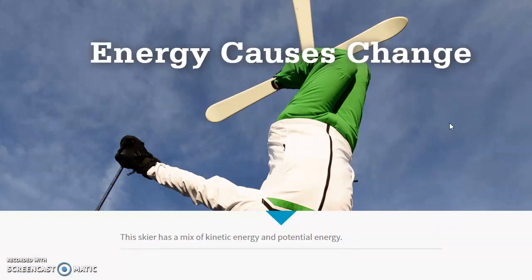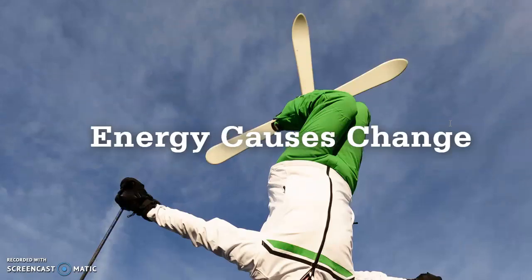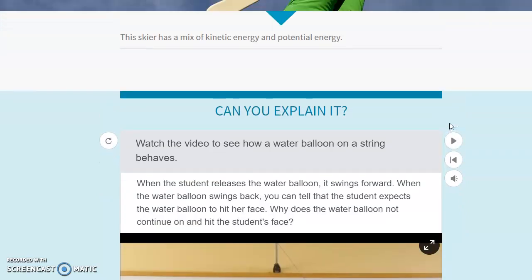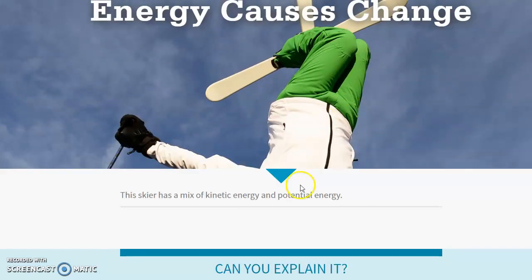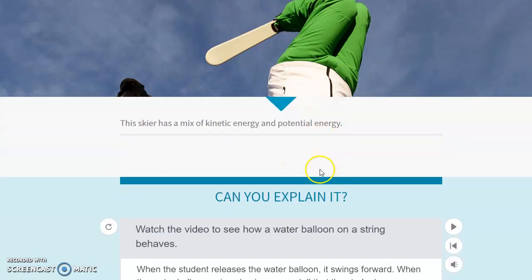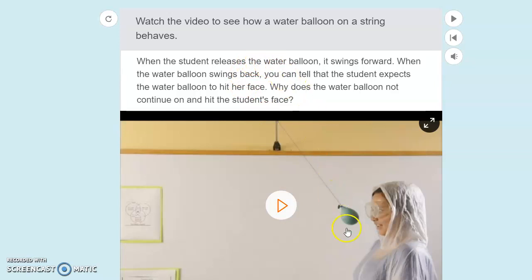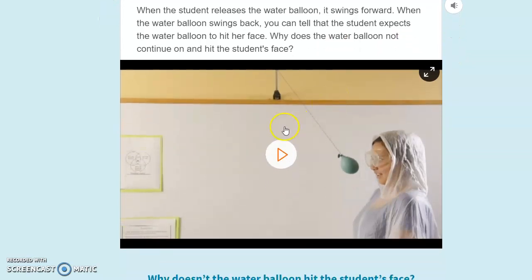Okay, so for 8th grade, this is lesson 2, talking about energy causing change. You can watch the video all about it. They say the skier has kinetic energy and potential energy, so we're going to learn what those two are. Maybe you know this already, but if you have a water balloon on a string and you release it, you think that's going to hit you in the face, right? But it does not.